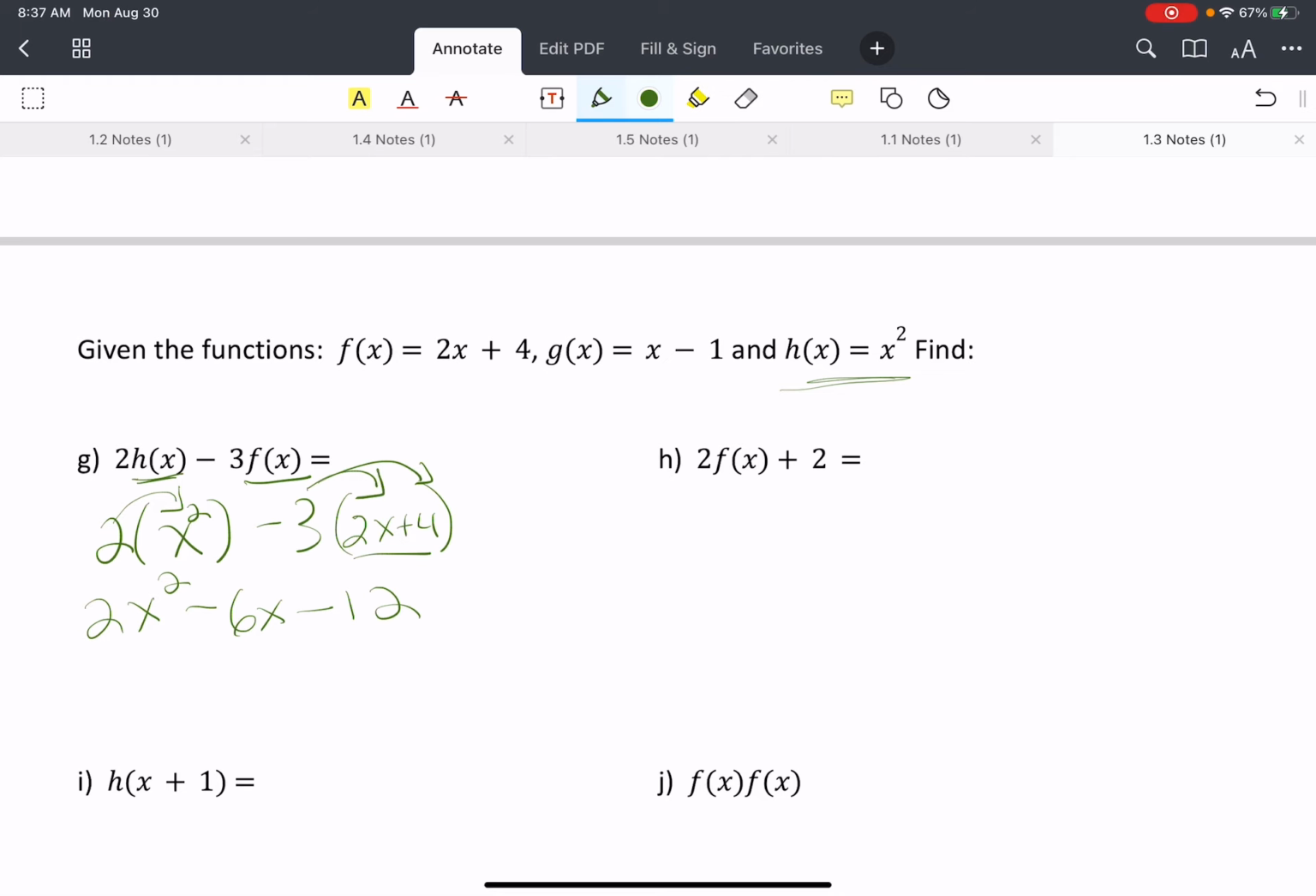Let's try H. So I'm going to do 2, and then this is the name F. So I'm going to plug F in. Do I put this second 2 by any parentheses? No, because there's no name next to it, right? So notice how this is built just like the original equation.